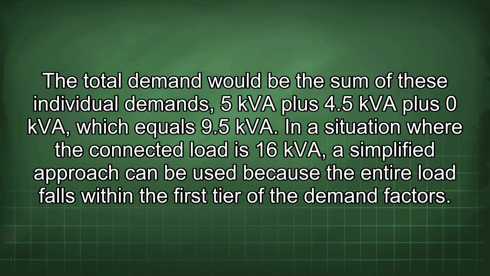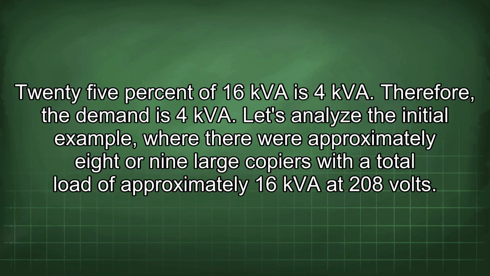The total demand would be the sum of these individual demands, 5 kVA plus 4.5 kVA plus 0 kVA, which equals 9.5 kVA. In a situation where the connected load is 16 kVA, a simplified approach can be used because the entire load falls within the first tier of the demand factors. 25% of 16 kVA is 4 kVA. Therefore, the demand is 4 kVA.